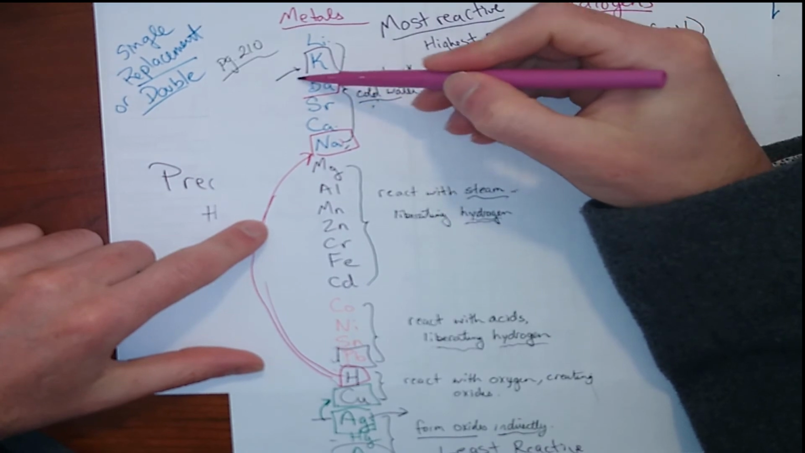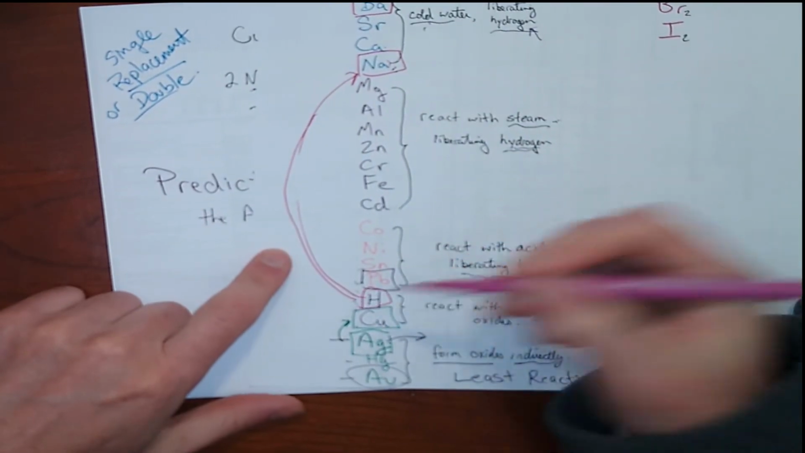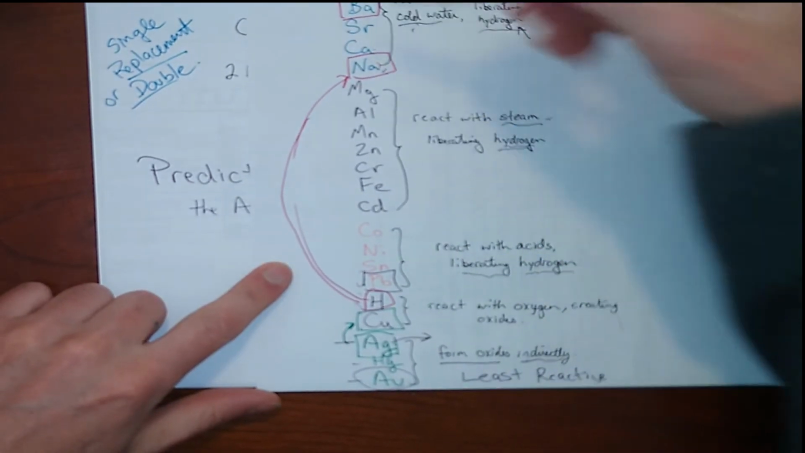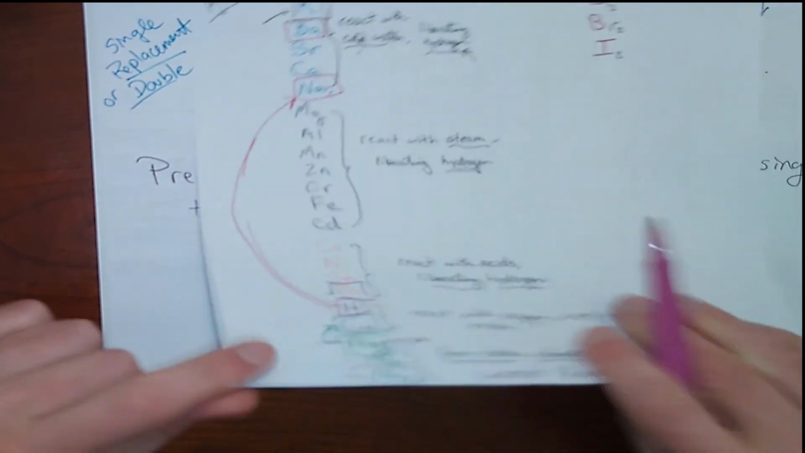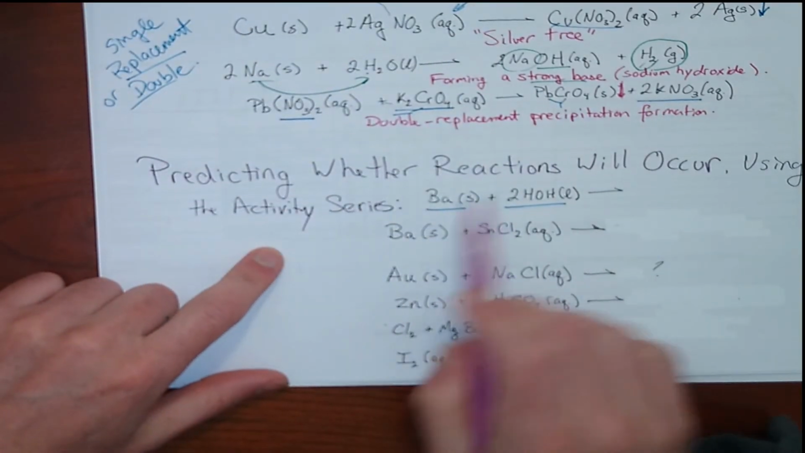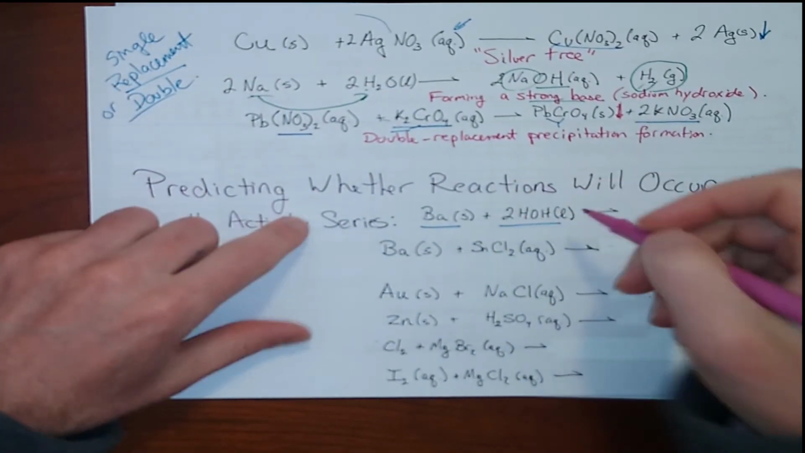Barium is third from the top in the activity series. Hydrogen is quite low on the activity series, which means that the barium will almost certainly replace the hydrogen in this situation. If I combine these two things, there is going to be a reaction. The barium is going to take the place of the hydrogen.